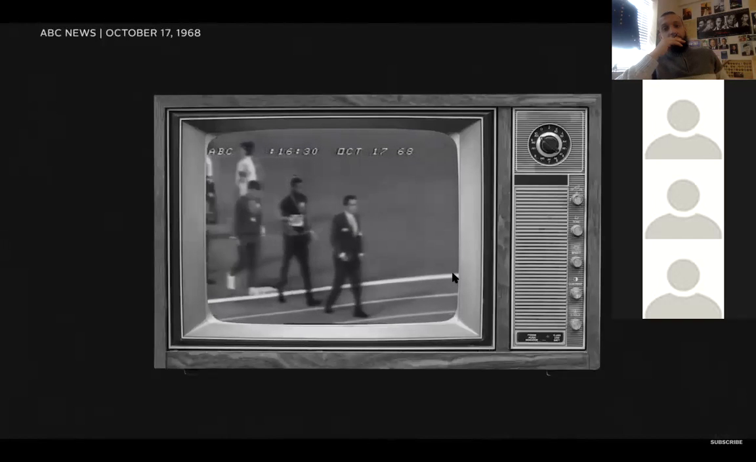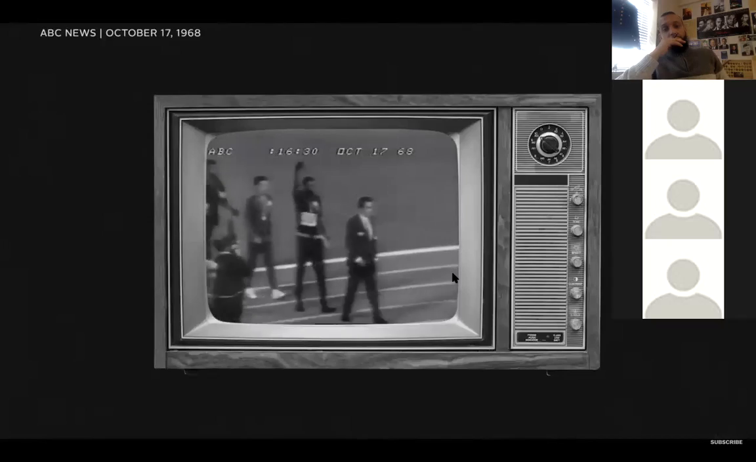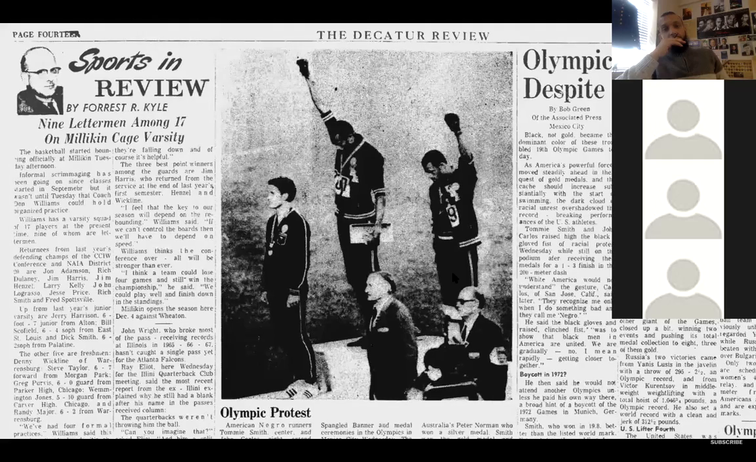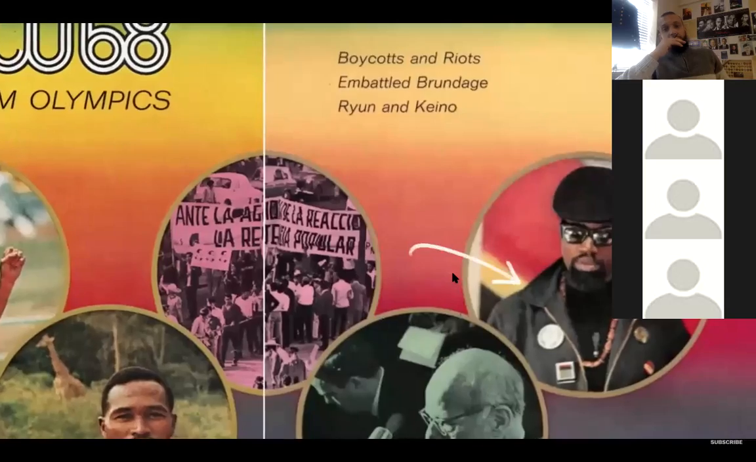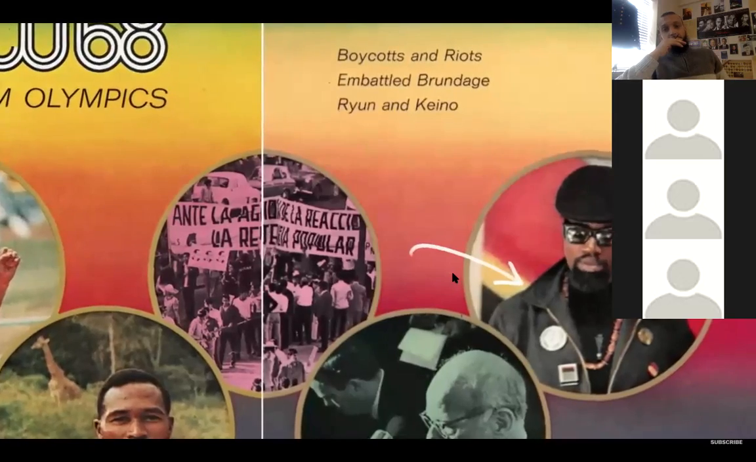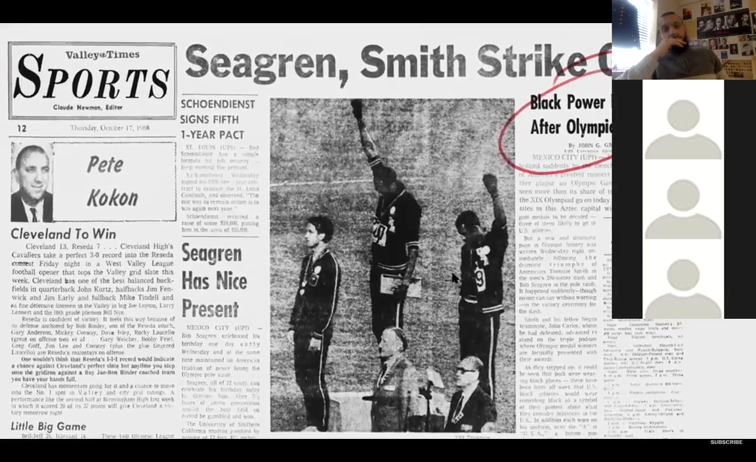There were some boos in the stadium last night. This moment was the ultimate manifestation of the work of Harry Edwards and the OPHR to intersect outspoken political activism with sport.